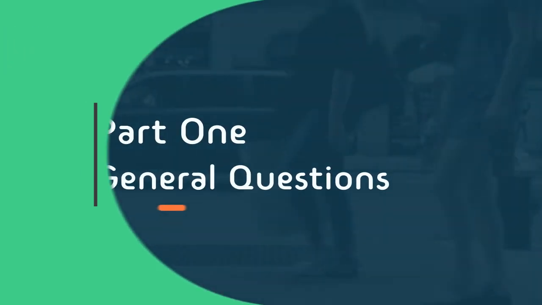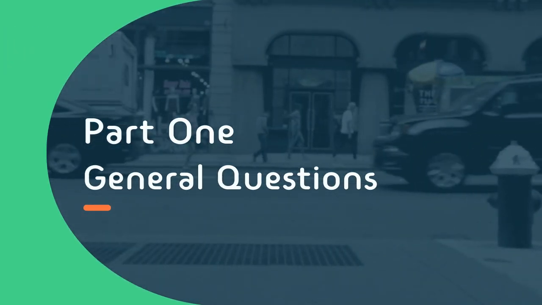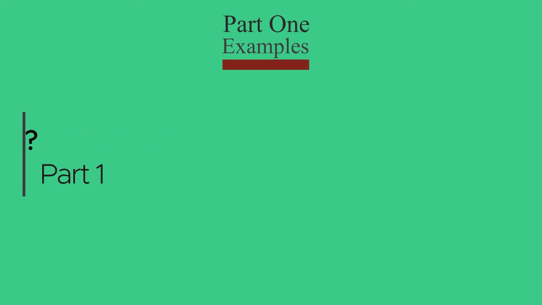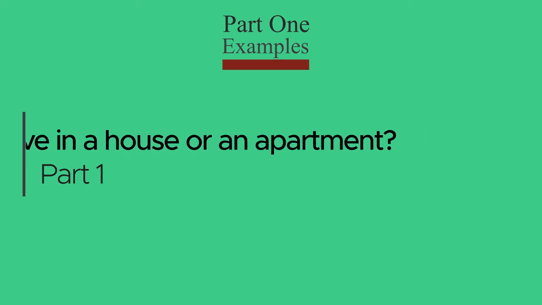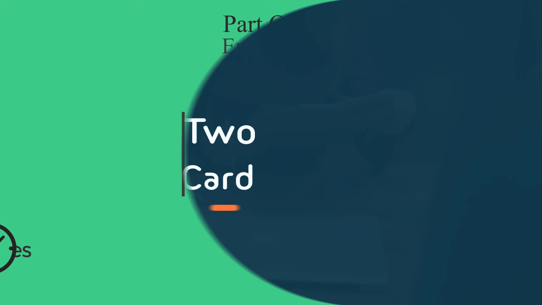In the first part, you have to answer some general questions. Here's an example of Part 1 questions. Where do you live now? Do you live in a house or an apartment? What room in your house do you like the most? This part takes between 4 to 5 minutes.